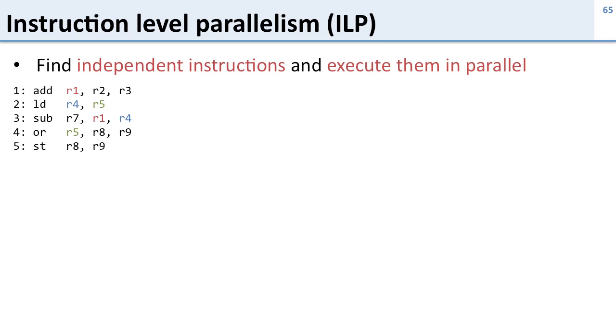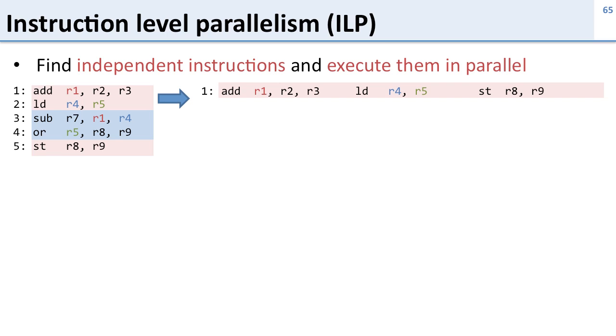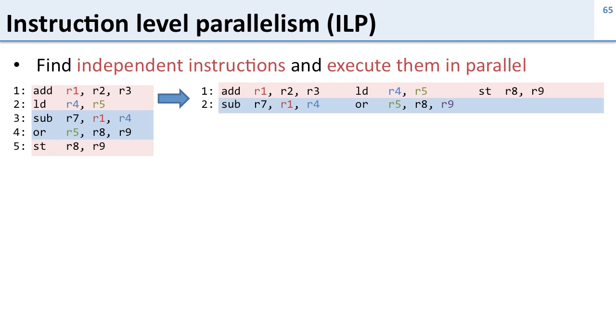But if we look at these instructions, we can see that most of them are independent. So these 3 instructions could all be executed at the same time if we had enough hardware. And these 2 instructions could be executed at the same time if we had enough hardware. So if we had lots and lots of hardware, we could do this a lot faster. We could run the first instructions all together, so 3 at the same time in the first cycle, and then we could do 2 instructions in the second cycle.